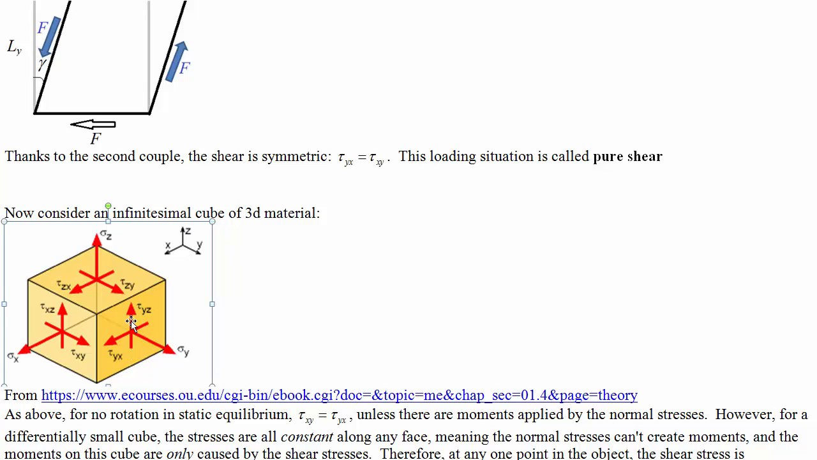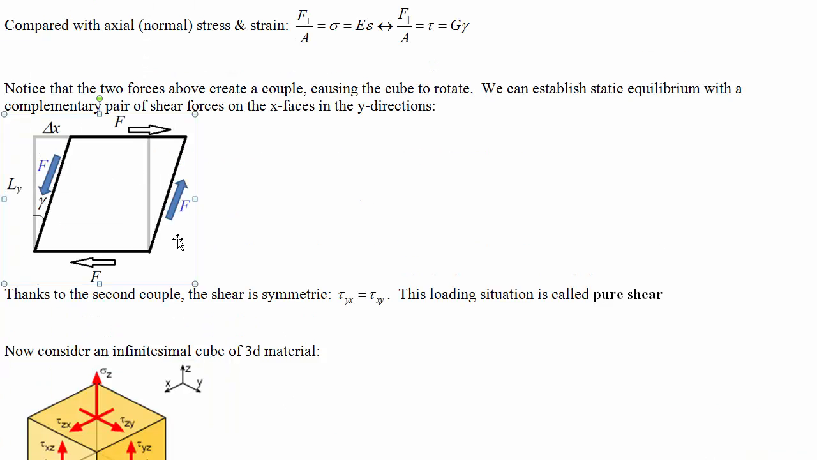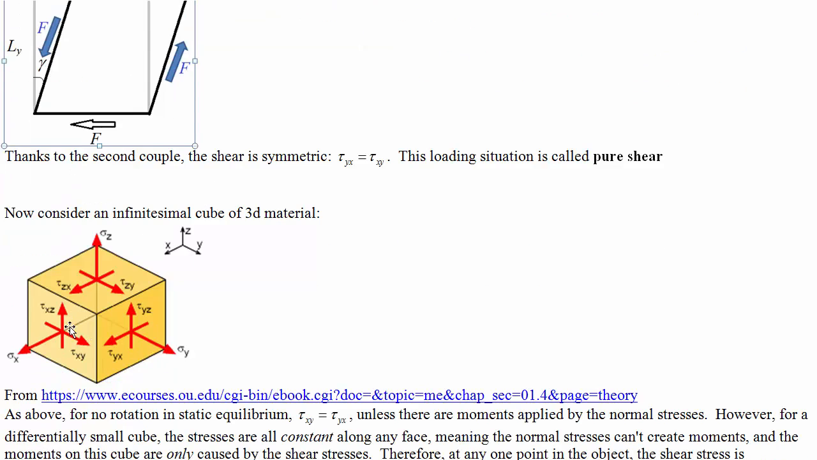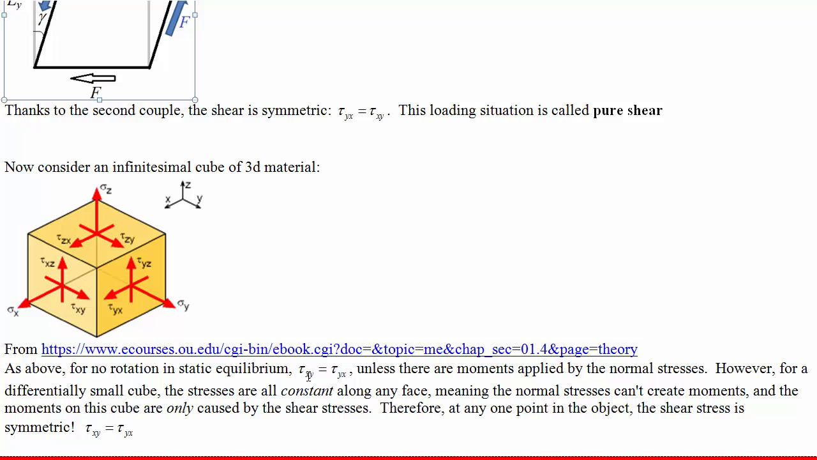stresses are not balanced. If we've got a tau yz up on this side and a tau yz down on the other side so that it's not creating a net force from shear, then we've got to have a complementary tau zy on the complementary faces to cancel that out. Here we said we could create another couple by adding these shear forces on the other sides to cancel this out, but microscopically that's the only option. So it turns out that the shear stress is symmetric: tau xy equals tau yx.